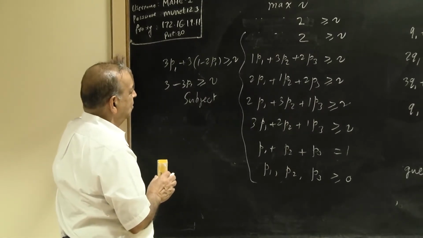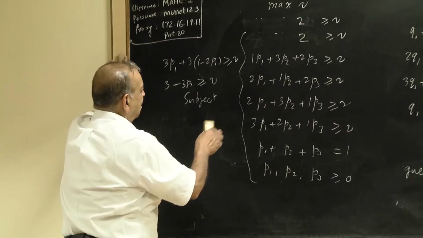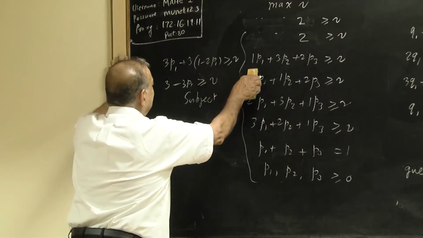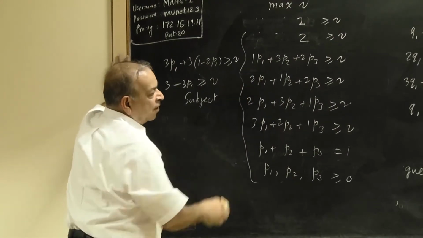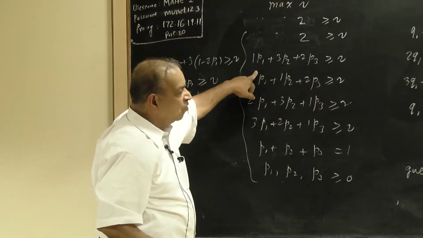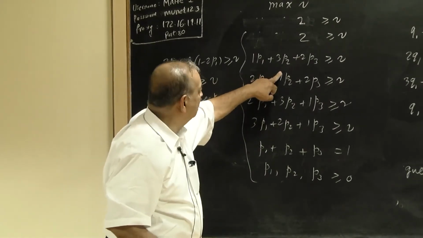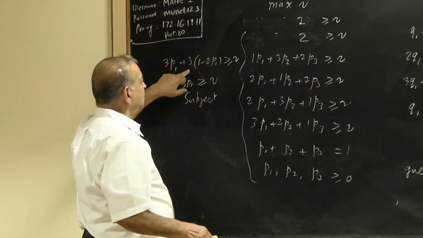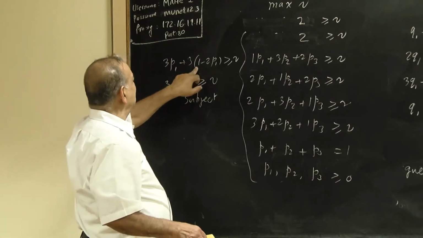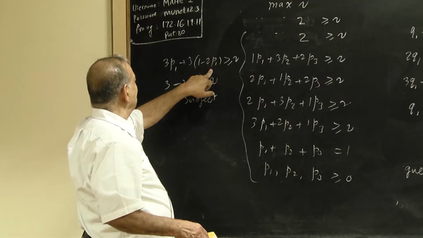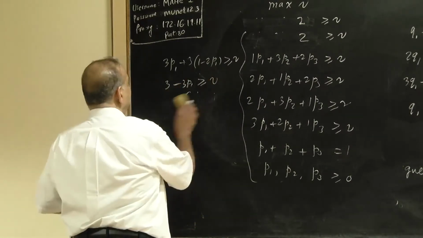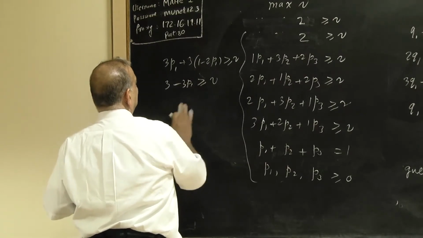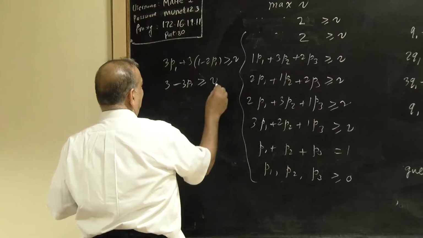No. Is it this one? Which one I wrote? I wrote wrongly. This one? 3P1. Is this correct? I am wondering. This one. 1P1 plus 3P2, 2P3, yeah, that's correct. So this is 3P1 plus 3 times 1 minus 2P1, 3 minus 3P1 is greater than or equal to V. Therefore, 3 minus V, I'm sorry. Okay, that's all I'm getting.